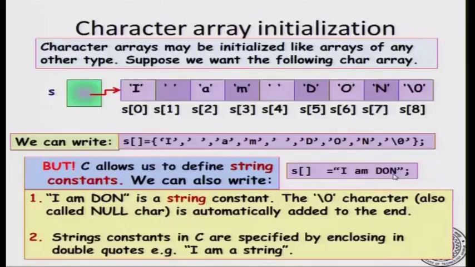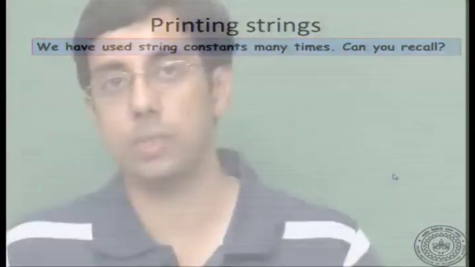Now, C string constants are specified by enclosing some text within double quotes. For example, "I am a string" within double quotes. Now, we will talk about how we print strings. We have used string constants many times. Just take a moment to think back to see whether you can figure out where we have used string constants.